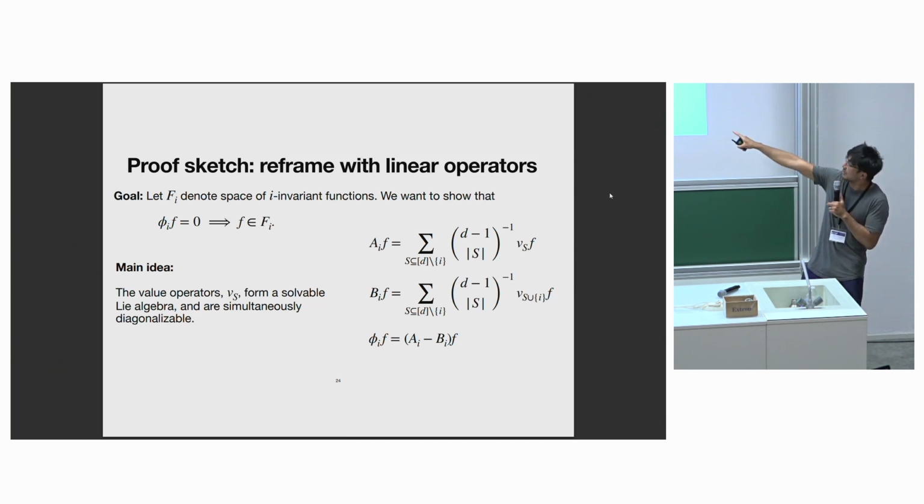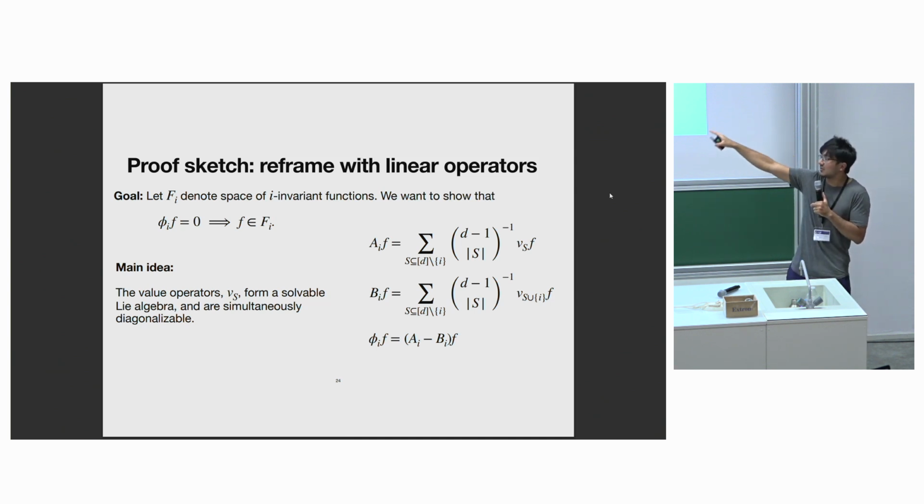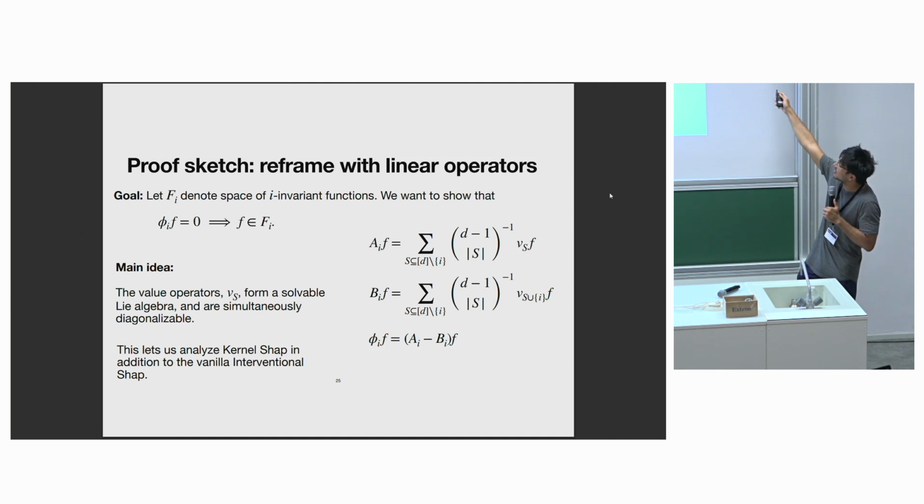I also lied over there. I didn't mean simultaneously diagonalizable. I meant simultaneously upper triangularizable. That's why you need a Lie algebra instead of just having a commutative algebra. Anyways, that allows you to understand the invertibility of these things. And the last thing is that we can analyze kernel SHAP, because kernel SHAP essentially just changes these coefficients, but that doesn't actually change any of the structure of what's going on. And that's why our analysis carries over. And I think that's all I have time for, so thank you.